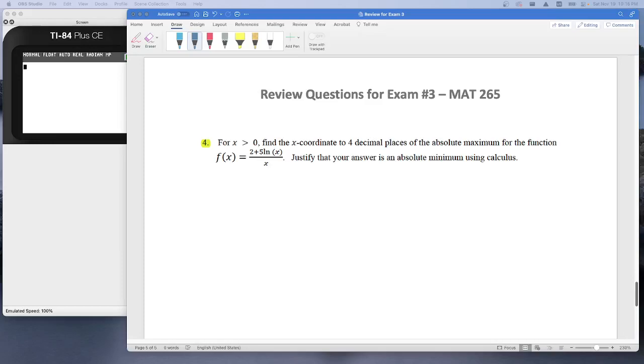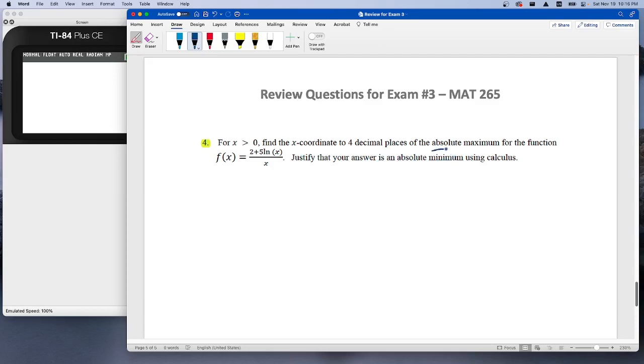To finish up the last two questions for the exam 3 review, we'll take a look at number 4, which again comes from the exam 3 review. We're limiting our domain to x greater than 0. We see the function here, so that's a good thing. x can't be 0 because we have x in the denominator, and we have a natural log.